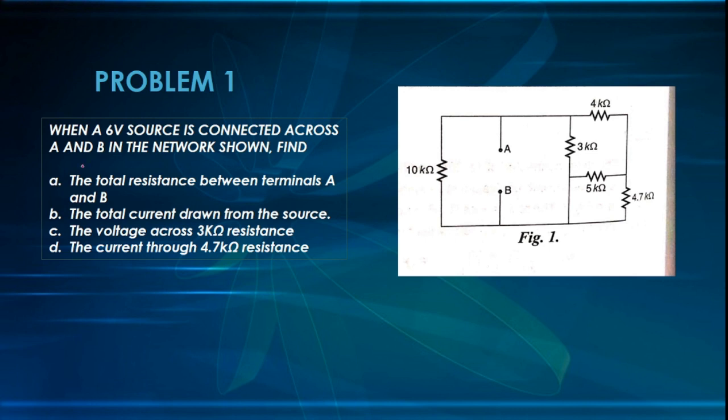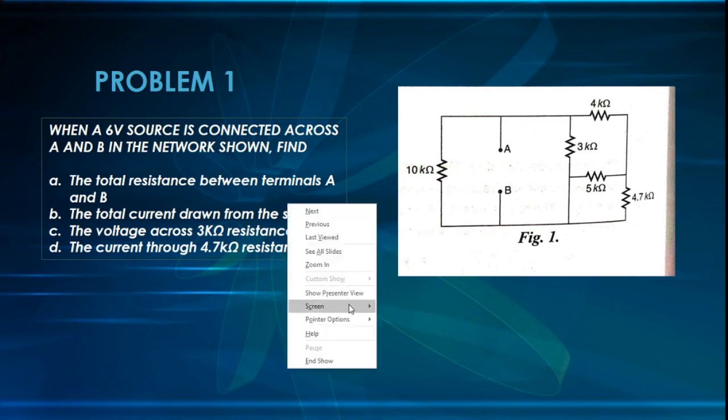The question is, when a 6-volt source is connected across A and B in the network shown, find the total resistance between terminals A and B, the total current drawn from the source, the voltage across the 3 kilo ohm resistance, and the current through the 4.7 kilo ohm resistance. So let us see how to solve this problem. Now let us see the solution for this problem.